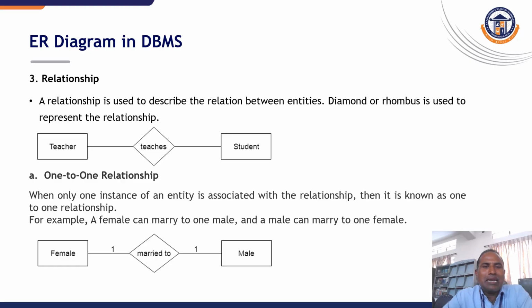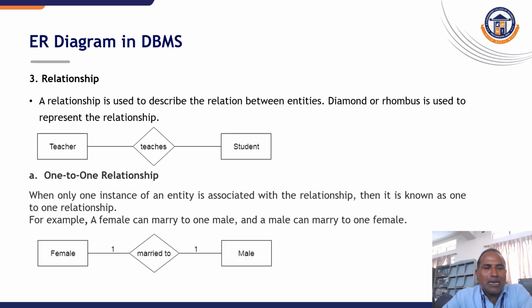The other component is relationship. What is a relationship? See this diagram. Here we have the entities teacher and student. What is the relationship between these two entities? Teacher teaches student. A teacher can teach some subjects or concepts to the students. This is how we have to relate your entities. A relationship is used to describe the relation between entities. A diamond symbol is used to represent the relationship.